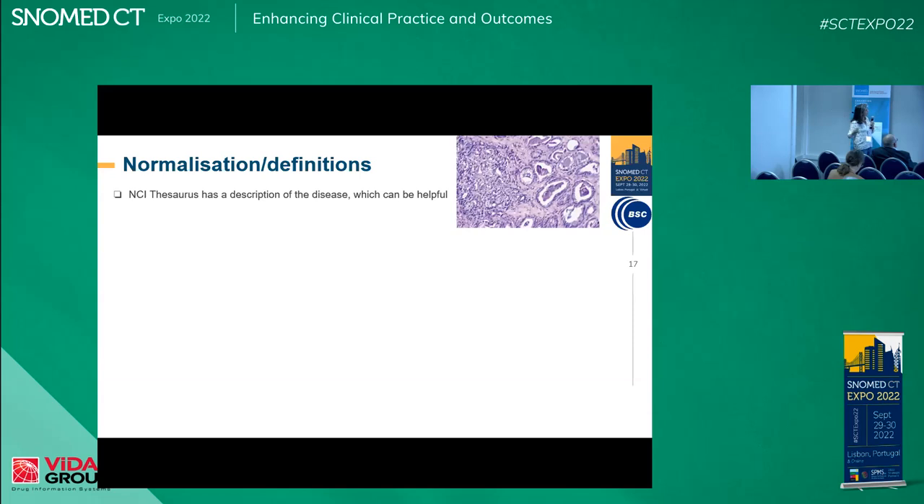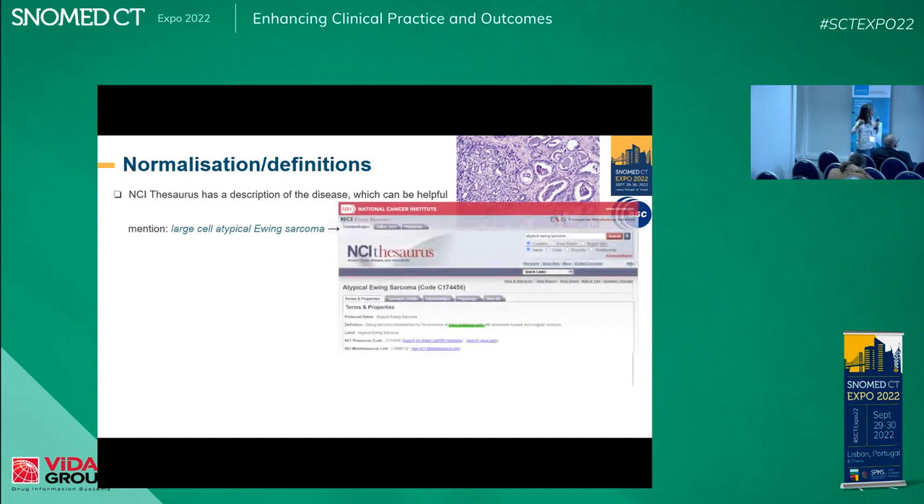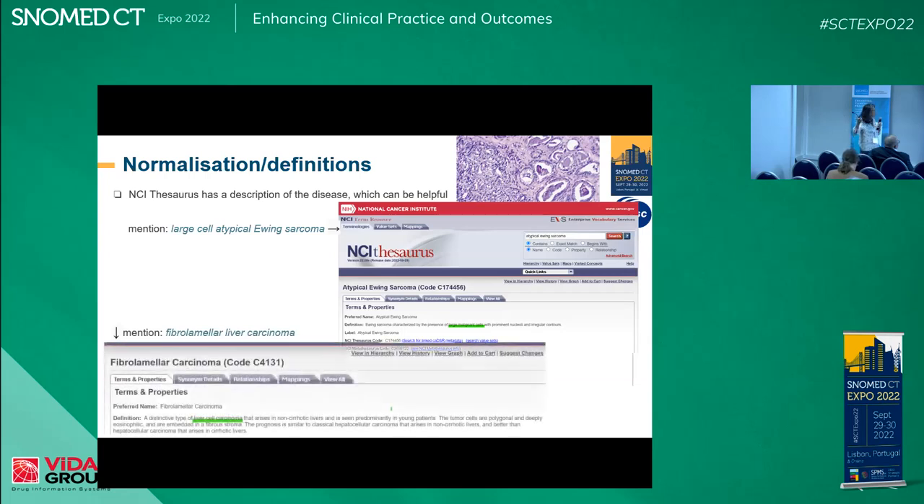We have found that from SNOMED, ICD-O, and NCI, NCI has a description of the disease, which sometimes is very helpful. So if we have large cell atypical Ewing sarcoma, and I only find atypical Ewing sarcoma, the definition tells me that in fact, this is a tumor that has large cells. So I'm feeling quite confident of this code. The same for another tumor, the fibrolamellar liver carcinoma, where the definition tells me it's in the liver, so I put this code very confidently. If I don't have the definition, I have to start looking at the literature, etc.